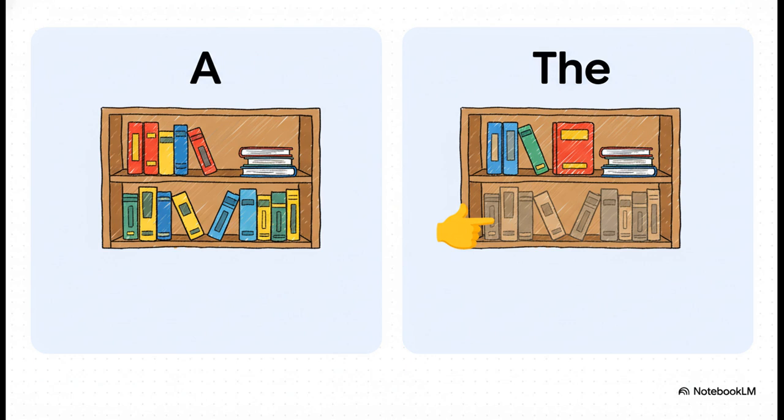And this, right here, illustrates the difference perfectly. When you say a book, you mean any book, could be one of millions. But when you say the book, you're pointing to one very specific book that you and I both know about. See how A opens things up while the narrows them down?